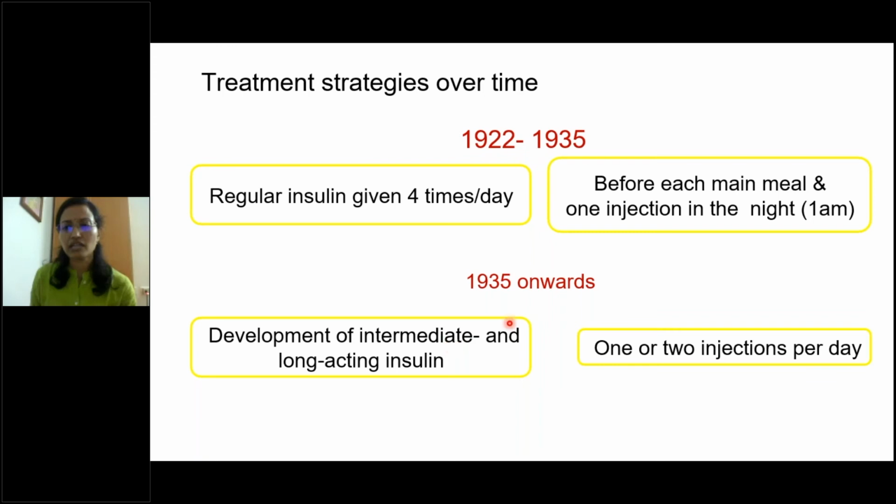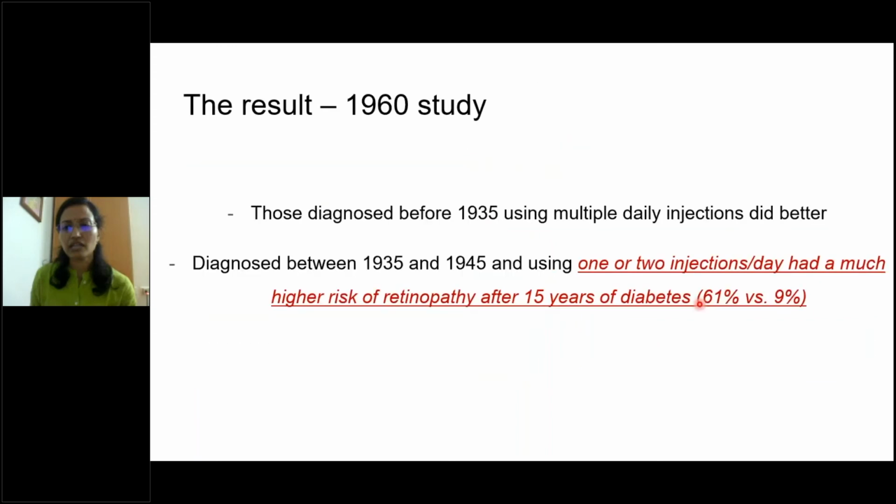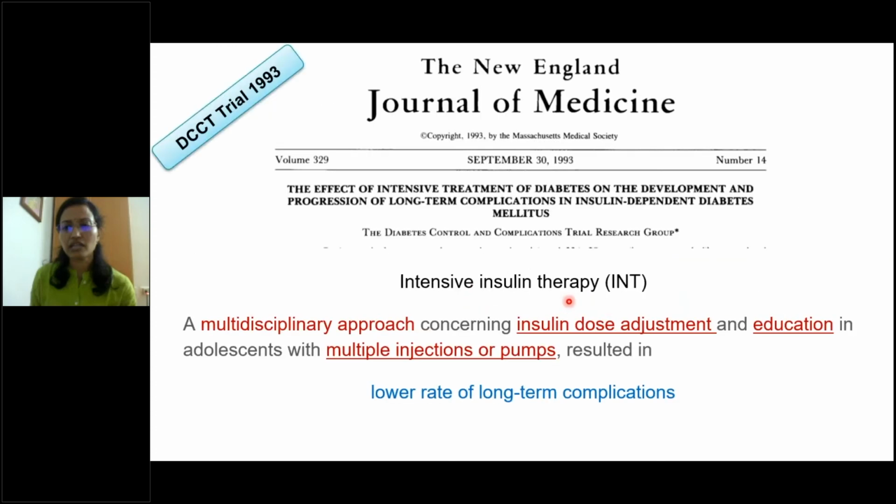And what happened? The people who were diagnosed before 1935 and receiving 4 injections a day fared much, much better in terms of long-term retinopathy risk. A whopping 61% had retinopathy in the 2 injections group versus only 9% in the 4 injections group. This is a very, very clear-cut indication that basal bolus is needed.